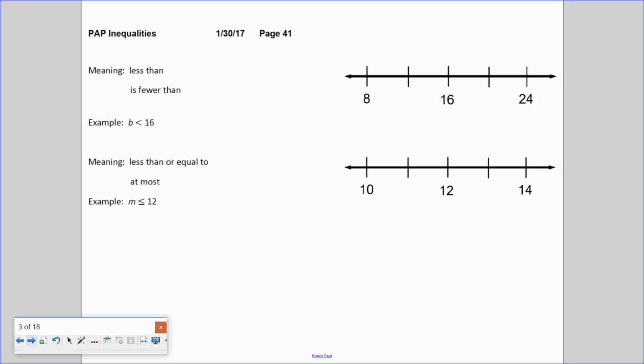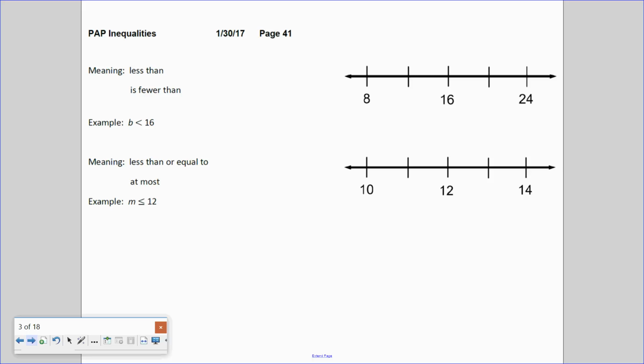So in today's lesson, you're going to be learning some key words for inequality lessons. You're going to see less than. The meaning is less than. Another way to say less than is fewer than. So an example is b is less than 16.